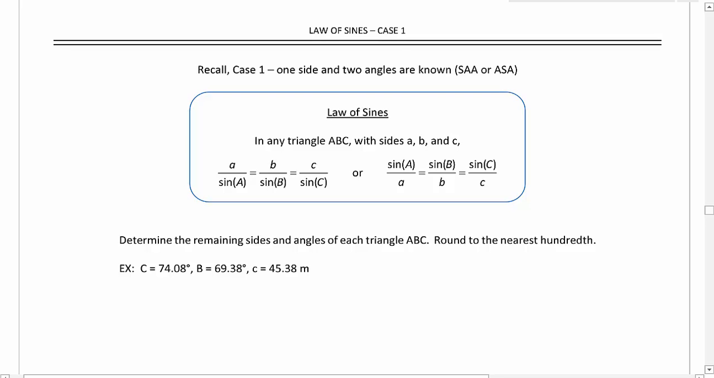Usually I use the first one. I don't know, I like my fractions to be bottom heavy. I just like the way it looks better. But either one will get the right answer.